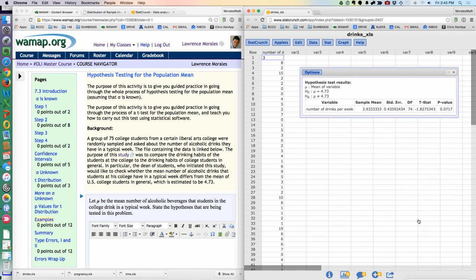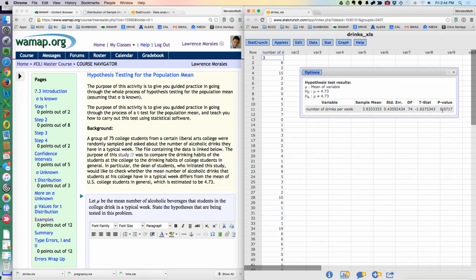And that's going to give us a t-statistic of negative 1.8275. Degrees of freedom is 74. That's equal to n minus 1, or 75 minus 1, where 75 is the size of our sample. And our p-value is 0.0717.